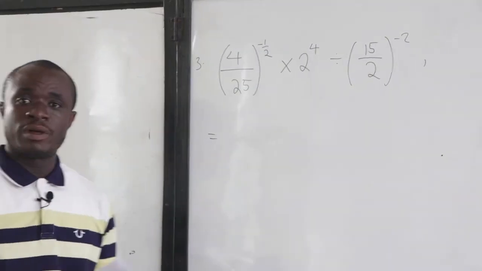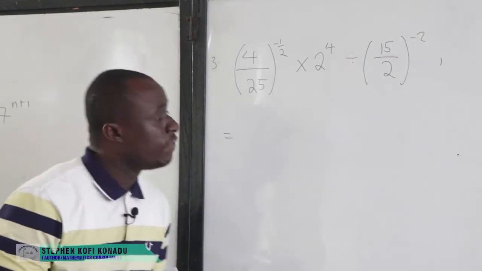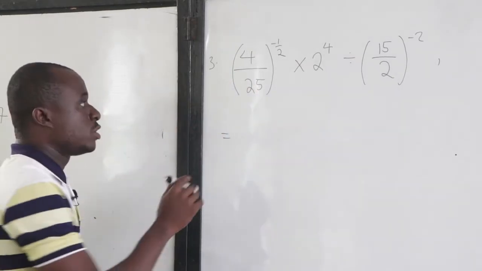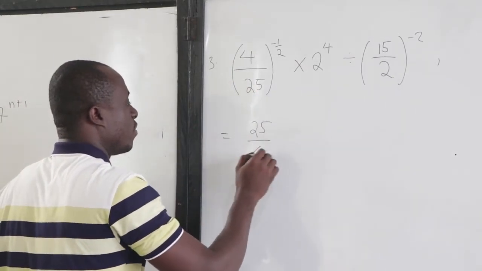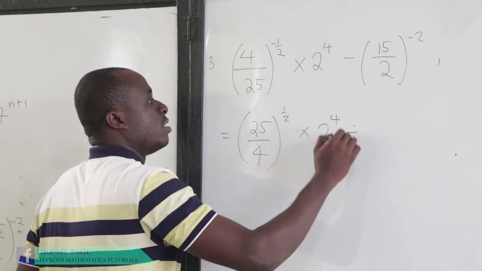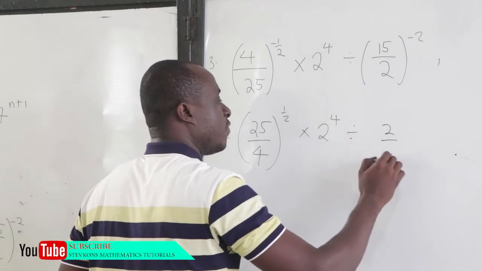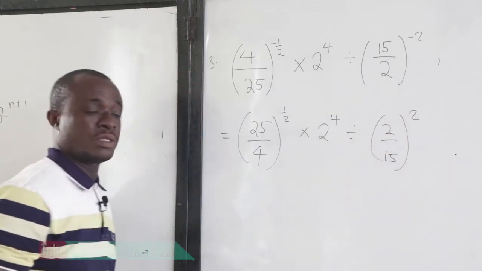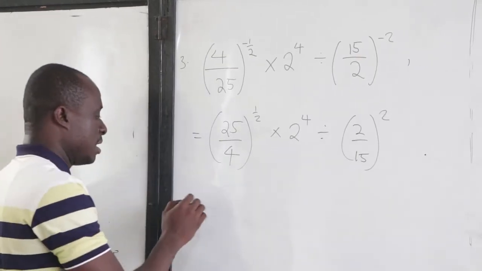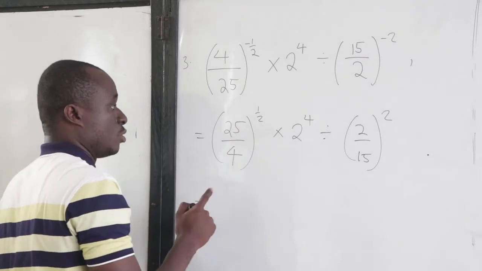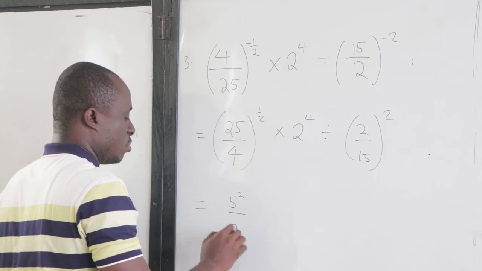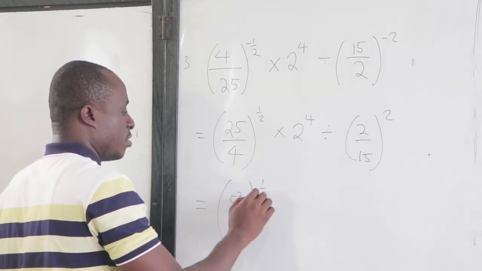Now let's see this: 4 over 25 all to the power negative 1 over 2 times 2 to the power 4 divided by 15 over 2 all to the power negative 2. Now, because of the negative, what do we do? We reciprocate. So you have 25 over 4 all to the power positive 1 over 2 times 2 to the power 4 divided by 2 over 15 all to the power positive 2. What do you know? If you have a over b all to the power n, it is a to the n over b to the n. Because it is 1 over 2, this is the same as 5 to the power 2 all over 2 to the power 2, all to the power 1 over 2.